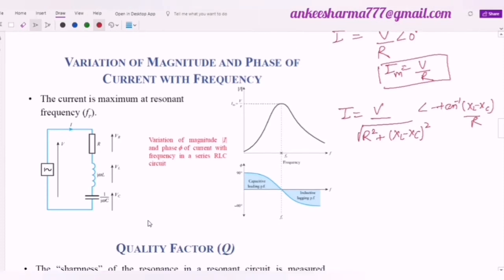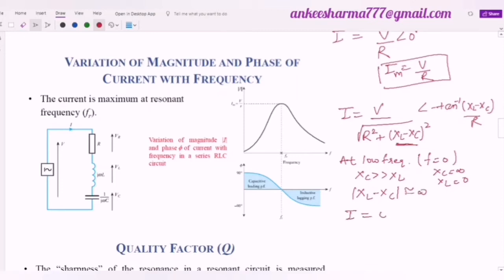Now if I start at low frequencies, I can say here that XC will be very, very greater than XL. Or as a special case, if I take f equal to 0, then XC is equal to infinity and XL is equal to 0. In this case, you will find that I will be almost equal to 0, because the magnitude of XL minus XC will be very, very large, almost equal to infinity, right? So from here I will say that the phase angle will be 0 degree.